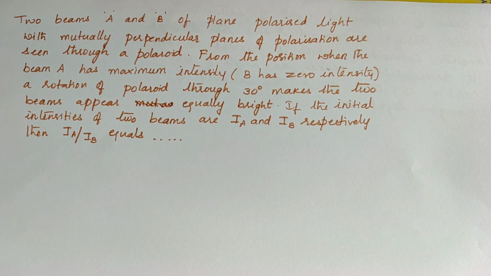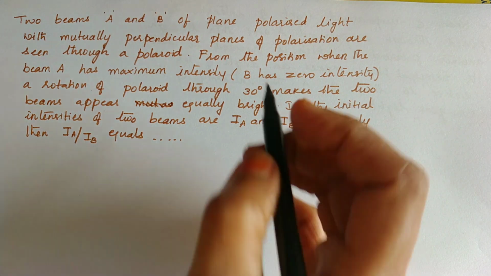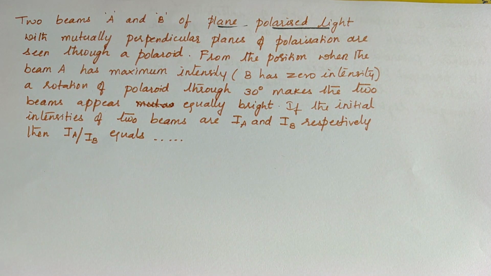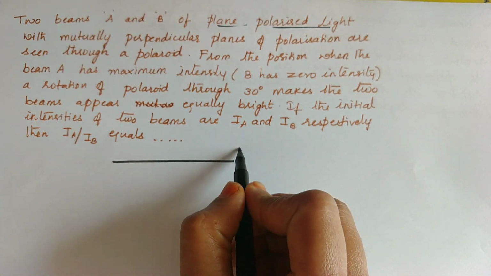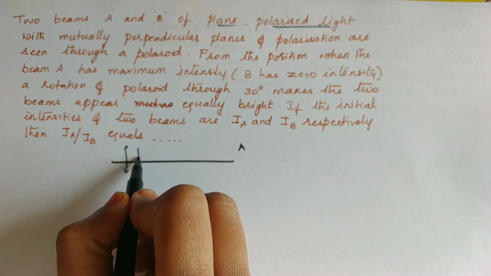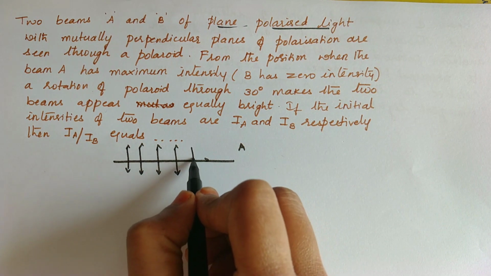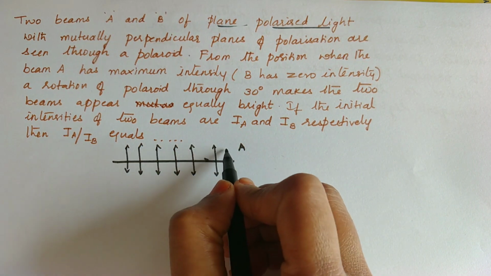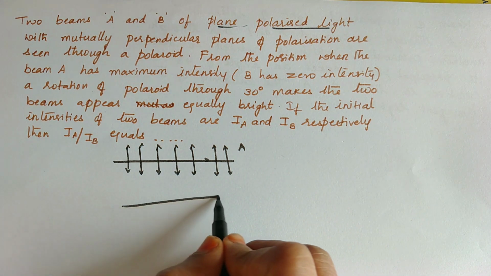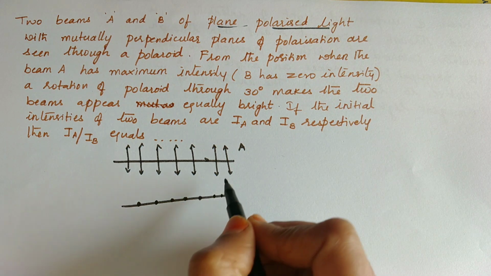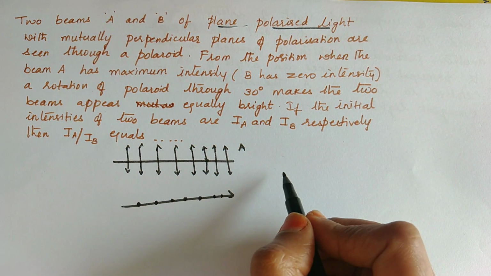Now look at this question. The question is a bit lengthy, but try to understand it. Two beams A and B of plane polarized light. Now this time they are giving you plane polarized light, not unpolarized. So two beams A and B of plane polarized light with mutually perpendicular planes of polarization. Say for A, if I take the electric field parallel to the plane of the paper, then for B, electric field is perpendicular to the plane of the paper. So they are having planes perpendicular to each other.